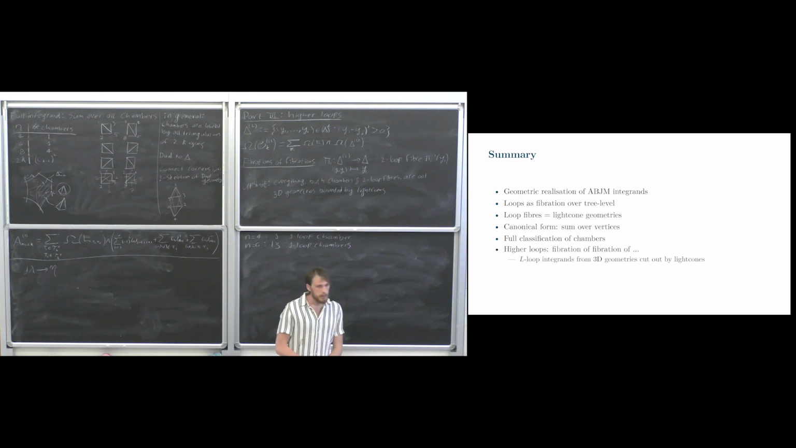Now, for higher loops, I have advocated the point of constructing these higher loop geometries by fibrations of fibrations of fibrations, etc., which allows us to find just the L-loop integrand for ABJM theory simply by studying only 3-dimensional geometries, which are all cut out by light cones. And we have some machinery to study these already and find their canonical forms. So I would argue that that is a big upshot over looking at a full 3L dimensional geometry and trying to extract the integrand from that.